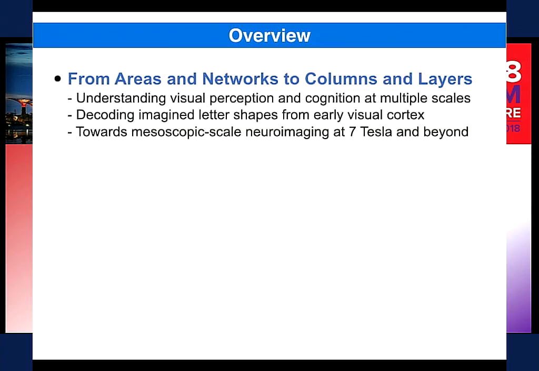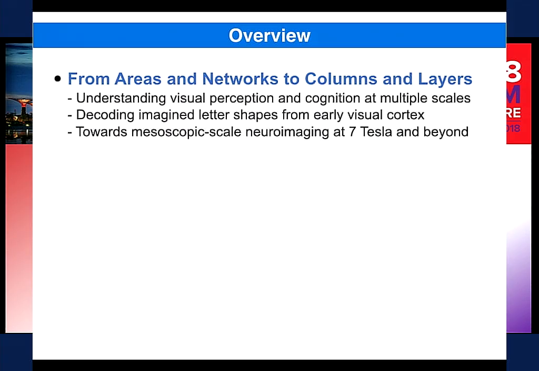So I will show you this transition. In the first part of my talk, I will relate a bit to very similar methods as we heard in the last two talks to identify probabilistic maps of areas and networks. Then in the second part of my talk, I will go into more detail and talk about what the anatomy, also the functional anatomy, is within brain areas.